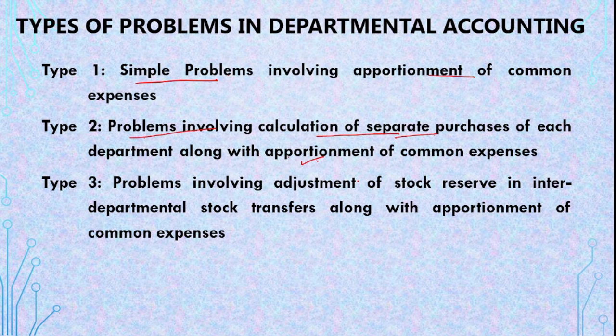The third type of problem is adjustment of stock reserves in case of interdepartmental transfers. That is the problem of transfer pricing. So we have three types of issues involved in departmental accounting, and accordingly you will be having practical problems.